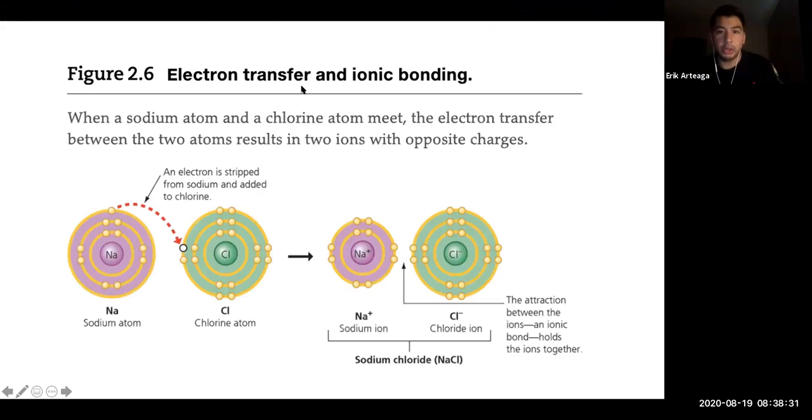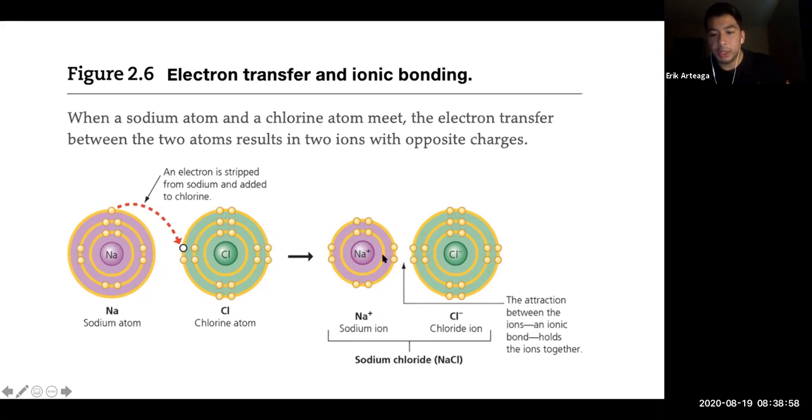All right, so electron transfer and ionic bonding. When a sodium atom and a chlorine atom meet, the electron transfer between the two atoms results in two ions with opposite charges, okay? So an electron is stripped from sodium and added to chlorine, right? And this is going to be the sodium chloride or table salt that we consume probably every day. I think all of us consume salt probably every day, okay? So again, this is an ionic bond.